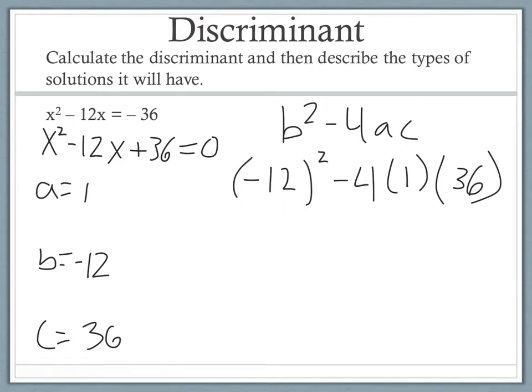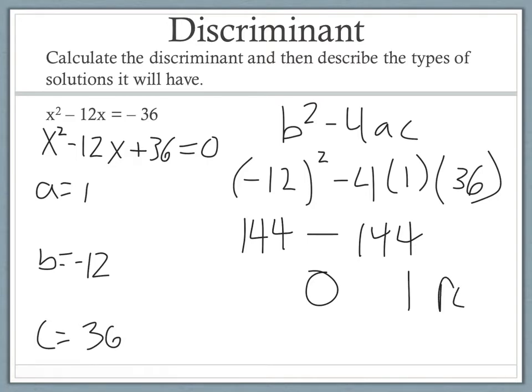Since I don't have a calculator in front of me, I know that 12 squared is 144. Then minus 4 times 36, that's going to be 144, and since it's a negative times a positive, it's a negative 144. So I subtract those, it's 0. So that's a 0, so we know that this is going to be 1 real solution since it equaled 0.